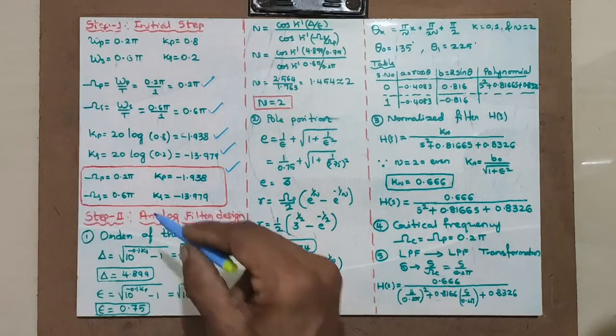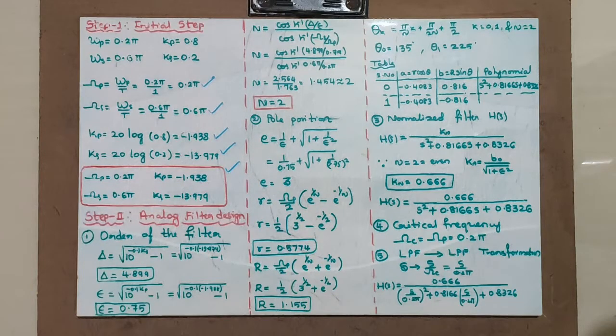Step 2 is corresponding to above values, you should design an analog filter. Yes, I have to design an analog Chebyshev filter. There are 5 steps if you remember. First is to find the order of the filter. For that you have to find out delta, which is square root of 10 raised to minus 0.1 Ks minus 1. Ks value is minus 13.97. If you put these values and calculate with your calculator, you will get delta as 4.899. Similarly, epsilon value, which is square root of 10 raised to minus 0.1 Kp minus 1. If you apply these values, you will get epsilon value as 0.75.